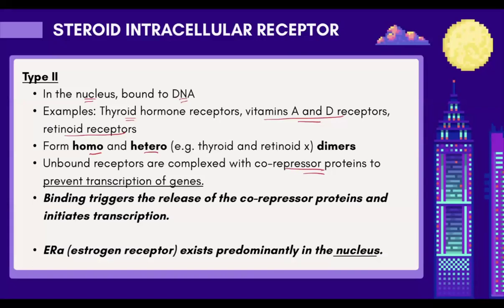Once the hormone binds to the receptor, the co-repressor protein is released. And now the receptor and the hormone can work together to initiate transcription of the gene that's related to their function. An example that came under type 2 was estrogen receptor alpha, which exists mostly in the nucleus. Estrogen receptors can also exist in the nucleus and the cytoplasm, but estrogen receptor alpha exists mostly in the nucleus.